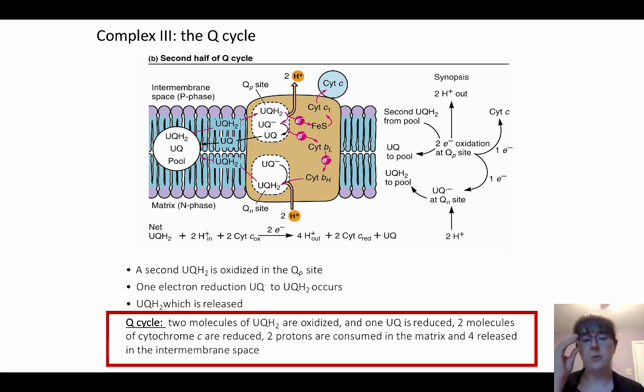And don't forget that when we went ahead and oxidized that molecule at the very top, as that oxidation was taking place and it was dropping off its 2 electrons, there's also 2 protons then that are going into the inner membrane space. So to summarize all of that, what happens is you get 2 molecules being oxidized, one winds up being reduced. So there's 3 different molecules of that coenzyme Q being involved here. 2 molecules of cytochrome C are reduced. Those are 1 electron transfers. 2 protons are consumed in the matrix, and 4 are released to the inner membrane space.